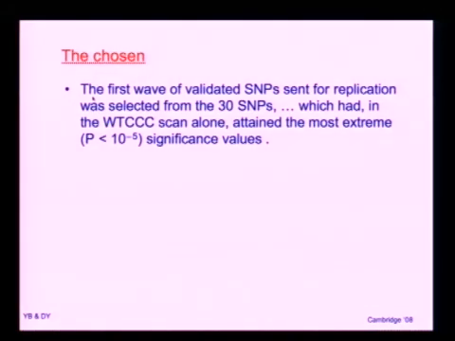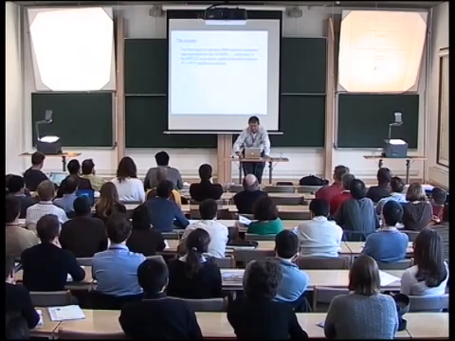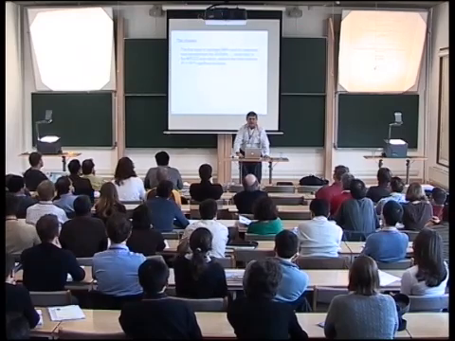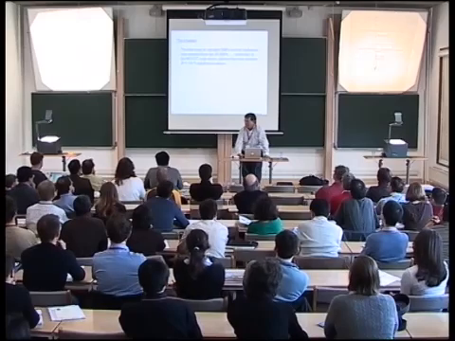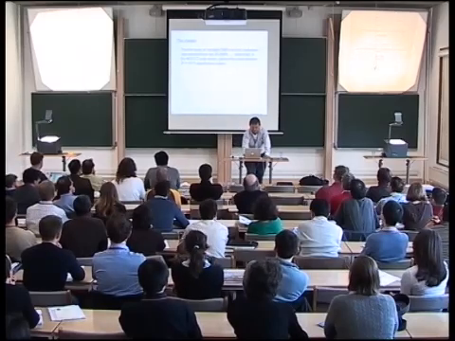What is the explanation behind the table? What are the chosen ones that are shown in the table? The first wave of validated SNPs sent for replication was selected from 30 SNPs which had in the WTCCC scan alone attained the most extreme p less than 10 to the minus 5 significance values. Okay, so this was the first wave.